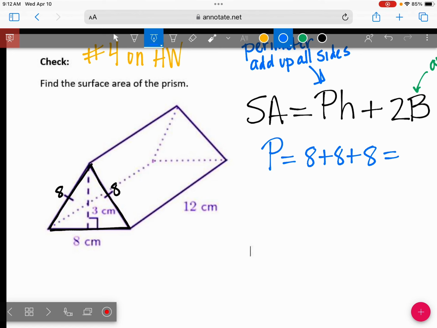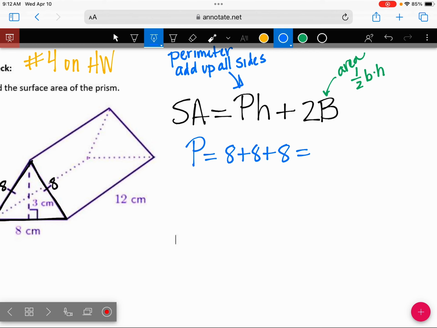So what did you get for perimeter? 24. Anybody else get 24? Okay. So this is your perimeter.